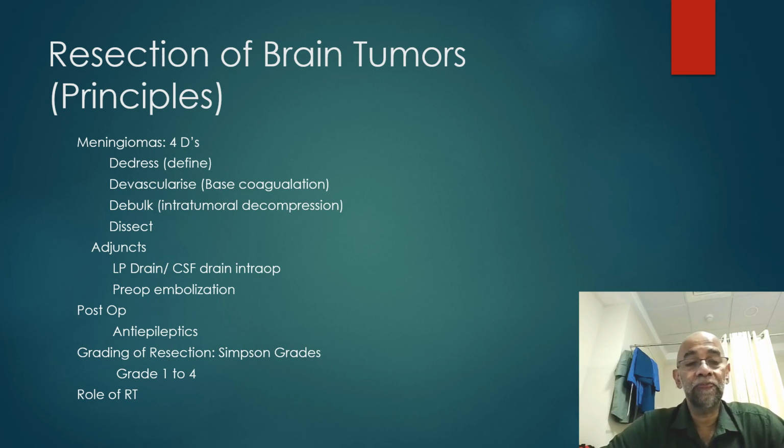Many adjuncts are useful. An LP drain may help to retract the brain cortex from the tumor surface. In some cases, cerebrospinal fluid can be drained intraoperatively from one of the fissures or one of the cisterns. Preoperative embolization has a role in highly vascular tumors, but the risk is that it should not result in damage to the vessels which supply the optic nerve, for example, in anterior cranial fossa tumors.